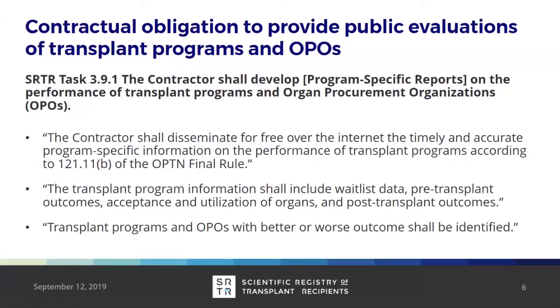The contract stipulates that we shall disseminate for free over the Internet timely and accurate program-specific information on the performance of transplant programs according to 121.11b of the OPTN final rule. And the transplant program information shall include waitlist data, pertinent to today's discussion, pre-transplant outcomes, acceptance and utilization of organs, and post-transplant outcomes. It also stipulates that we are to identify transplant programs and OPOs with better or worse outcomes. So we do that in a few ways that I'll show you in the reports.